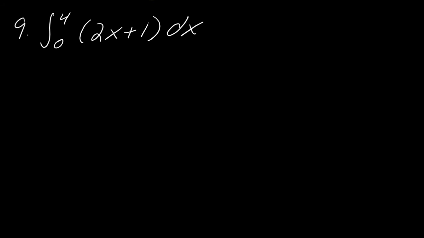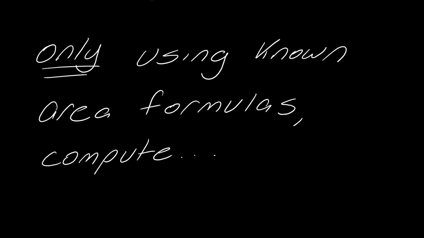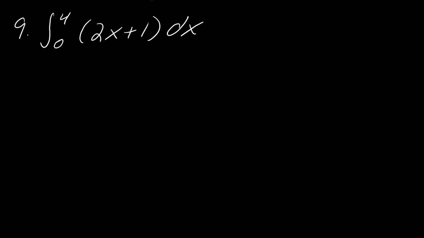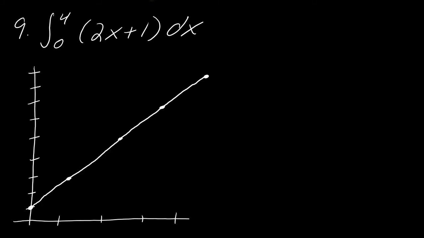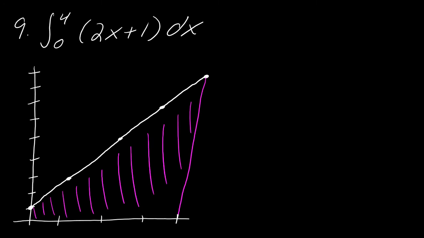Okay, so for number 9, remember the directions here are still the same, only using known area formulas. So I can't use integration formulas to do this problem. So what I really need to know then is, what does this graph look like? So I have the graph of 2x plus 1 right here from 0 to 4. So notice I'm going from 0 to 4. And so now what I want to think about is, what is the area of this shape from the top of the graph down to the x-axis?